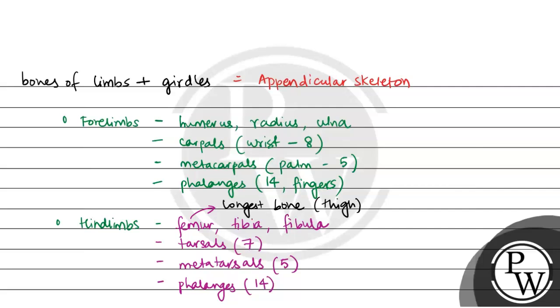Additional to this, there is also a kneecap, which is called the patella. It is a covering of the knee, cup-shaped, and it is present ventrally in the hind limbs.